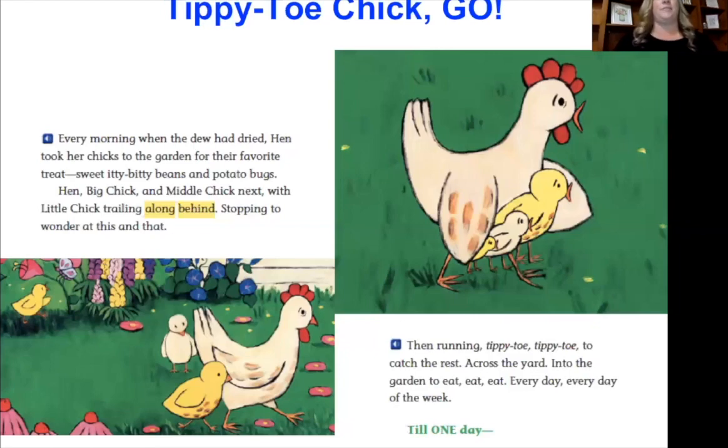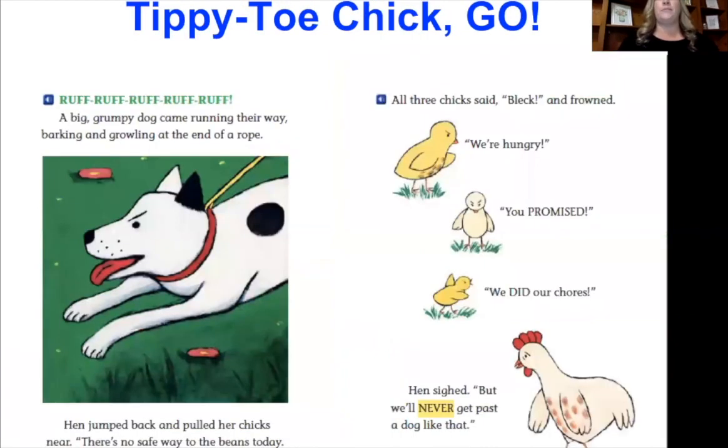Let's turn the page. Our purpose for reading on this page is, what is their problem? "Ruff, ruff, ruff, ruff, ruff. A big grumpy dog came running their way, barking and growling at the end of a rope." Why do you think the author uses all capital letters here? I think the author is using all capital letters here to show that the dog is very loud and does not want the chicks to get by.